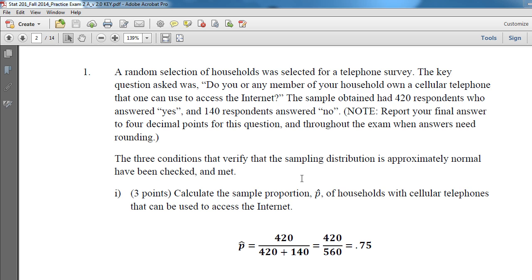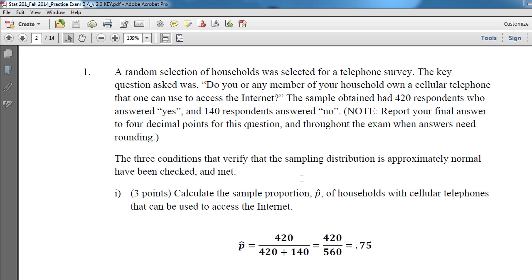The third condition is the success-failure condition. You might be a little tripped up on how to check it here, because you need to check np and nq, the expected successes and expected failures. We aren't given the expected amount of success here. In the past, a problem might say that past research indicates that 70% of households will have internet.